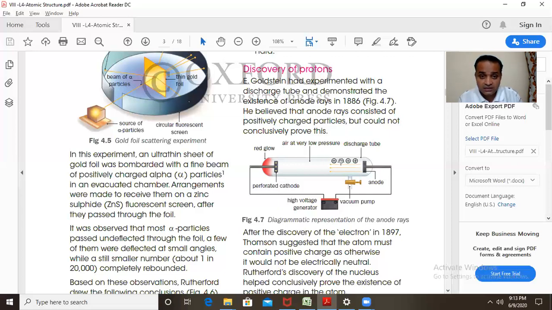E. Goldstein found that when the discharge tube is connected to the positive and negative poles of the battery, from the anode a beam of rays is given out which travels towards the cathode, and behind the cathode a red glow is seen. As they were traveling from anode to cathode, these are positively charged particles, but he was not able to prove that.